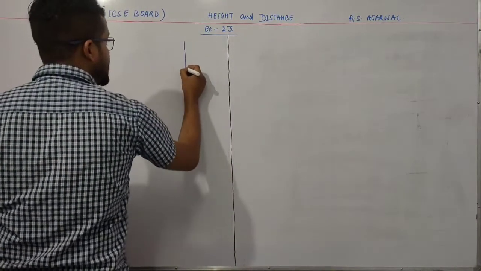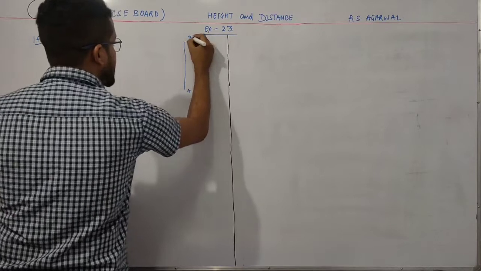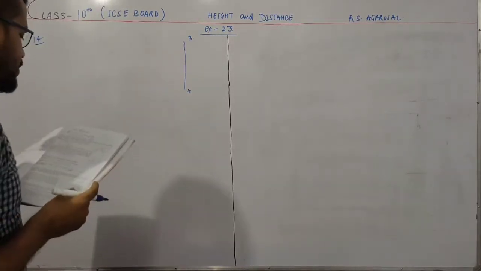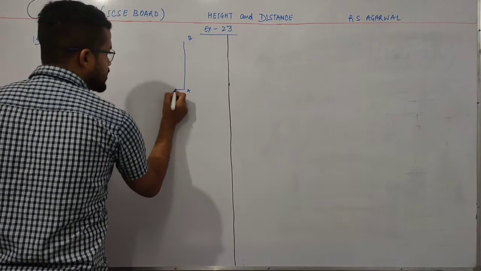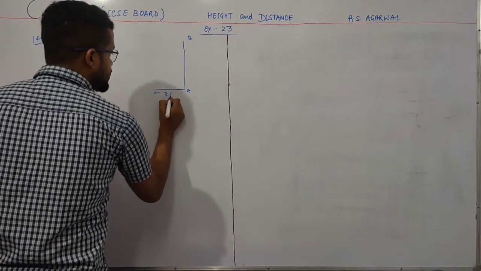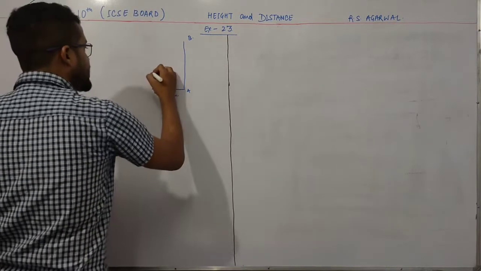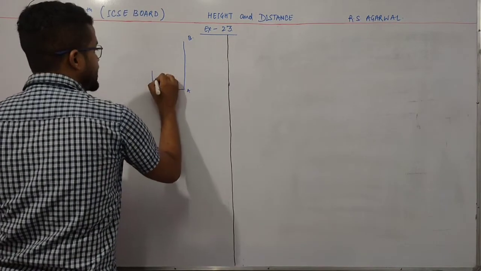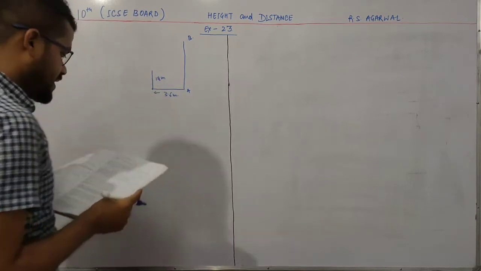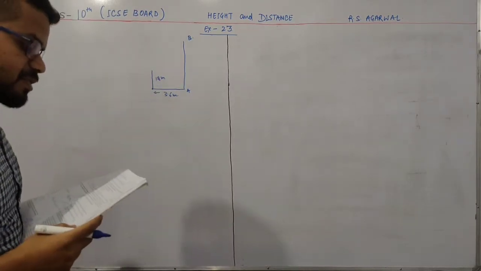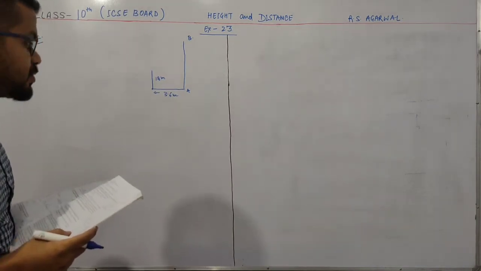So this is the lamp post. AB is the lamp post. 1.8 meter tall stands at a distance of 3.6 meter. This is the distance of 3.6 meter. Here a tall boy, 1.8 meter tall boy is standing here, in front of the lamp post, and casts a shadow of 5.4 meter.